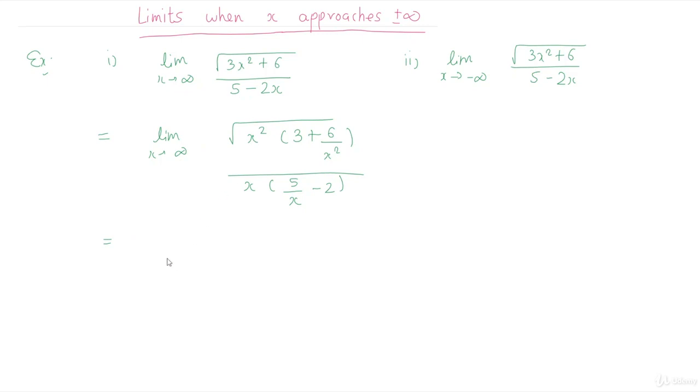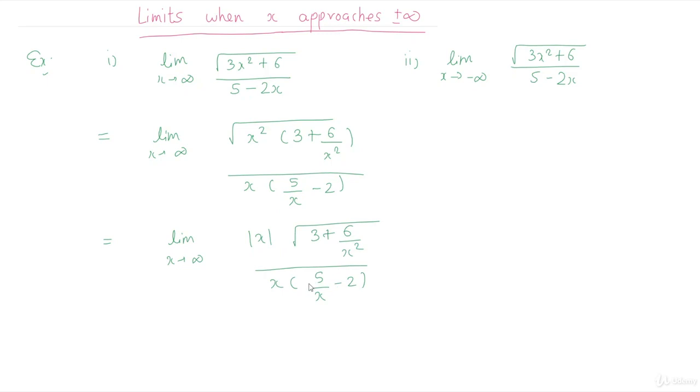So we will take it out as mod x. Since the factor is coming out from the square root, it will be a positive quantity. Please note this thing, guys. And the remaining part will be 3 plus 6 by x square under a square root, right? And the denominator, it is 5 by x minus 2 multiplied by x, right?